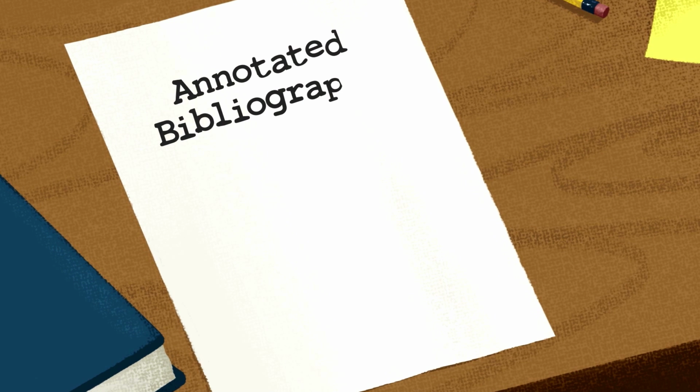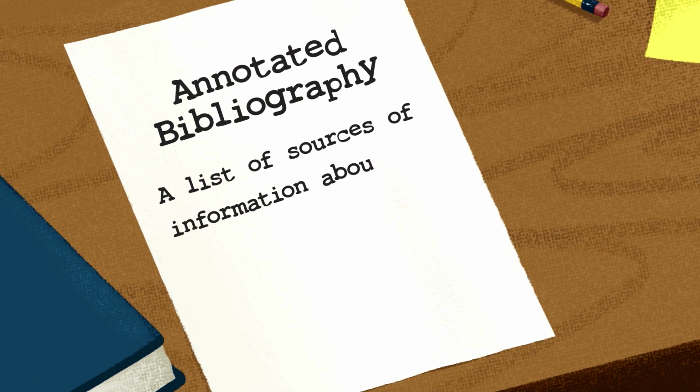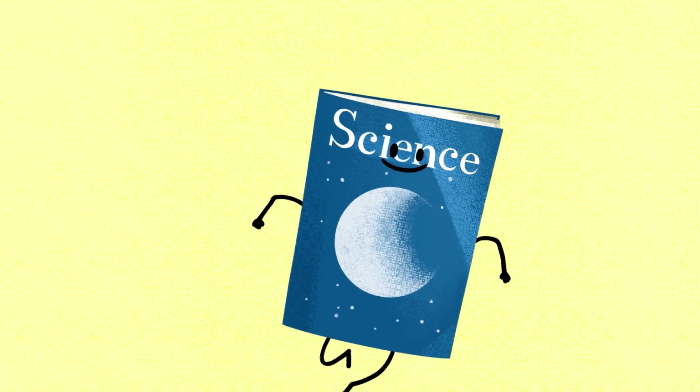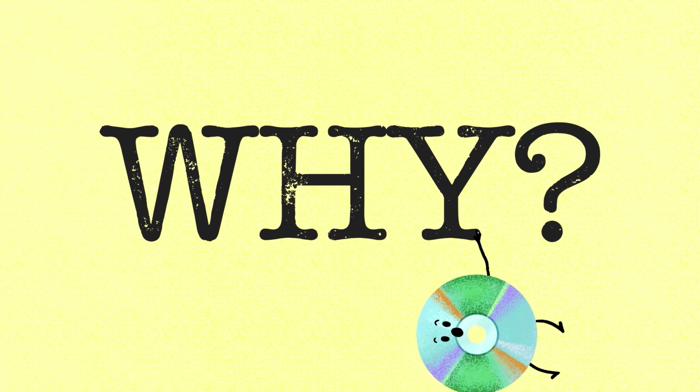An annotated bibliography is a list of sources of information about your research topic with annotations. Sources can be books, magazine articles, journal articles, or even movies. All kinds of things. Why would you want to create an annotated bibliography?